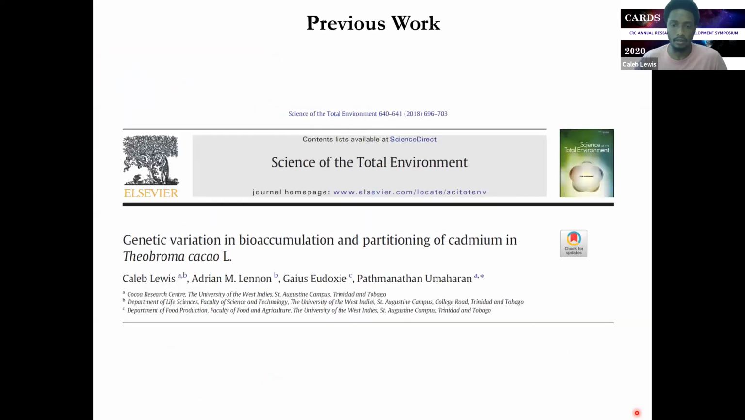So throughout my time here at CRC, I've published a couple papers. The first one that we as a team published was the genetic variation in bioaccumulation and partitioning of cadmium in cacao. This was, to date, the biggest study done relating to the analysis of genetic variation of cadmium bioaccumulation in cocoa. In this paper, we have shown that bean cadmium concentrations vary between varieties, and also leaf cadmium concentrations as well.